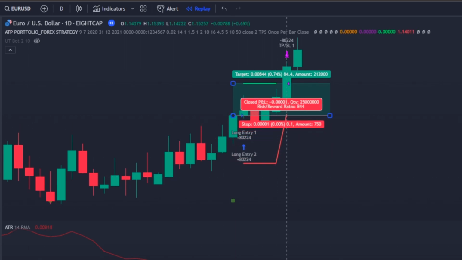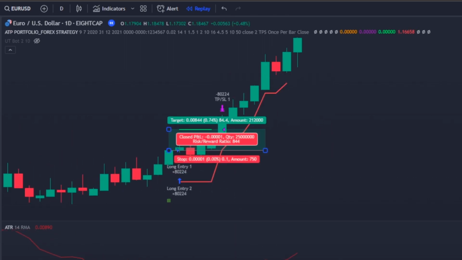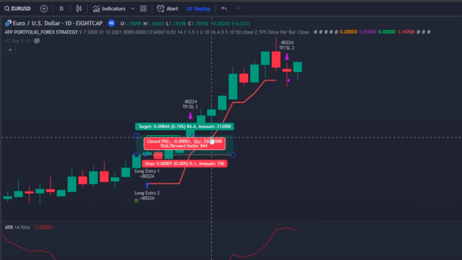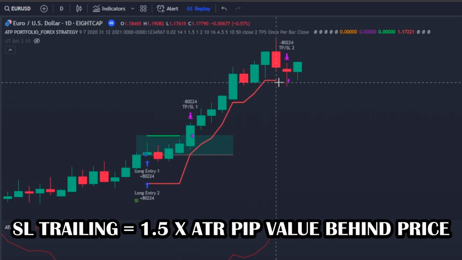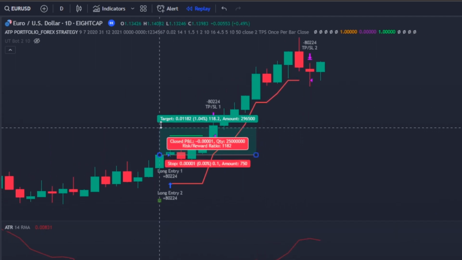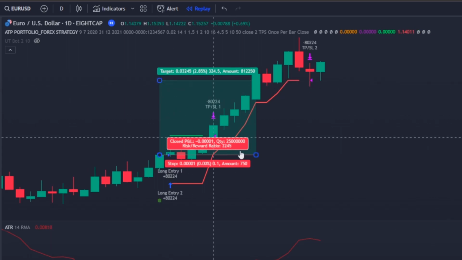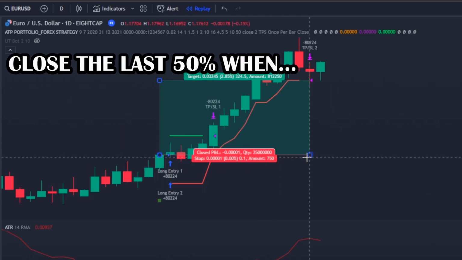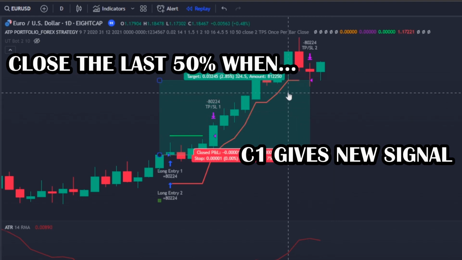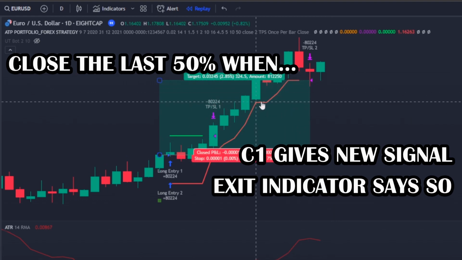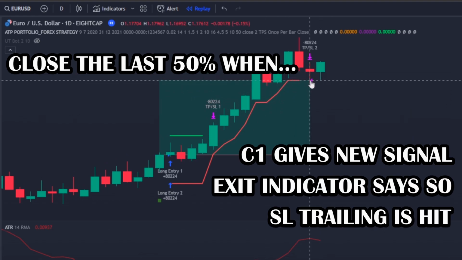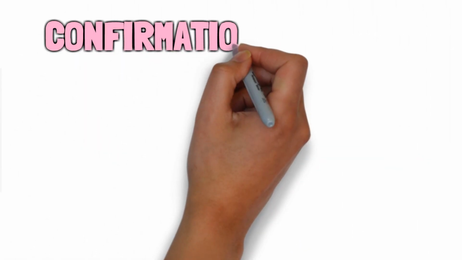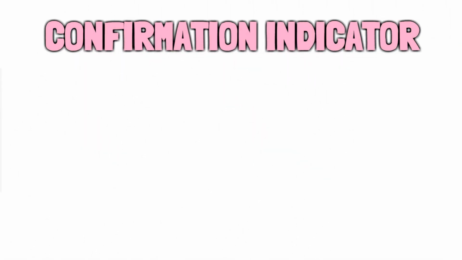After that, a trailing stop loss will be activated for the second 50% of the position, which is always 1.5 times the ATR pip value behind the price. And in this way, the last 50% of the position will only be closed if the C1 indicator flips, if the exit indicator gives an exit signal, or if the trailing stop loss is hit. Now let's talk about the confirmation indicator, or C1 indicator.